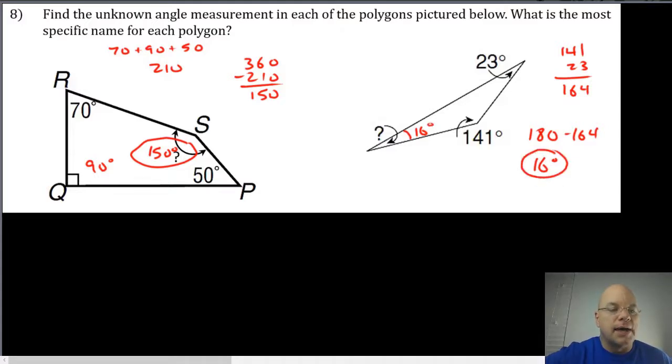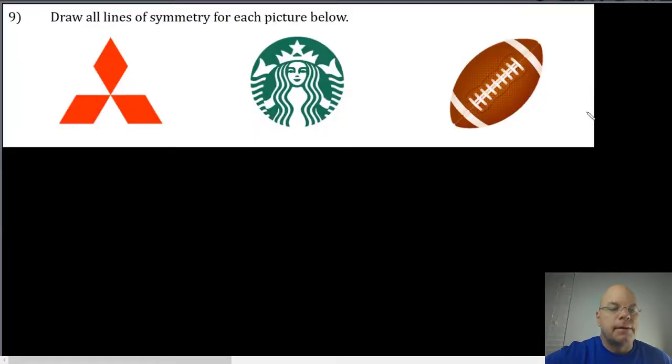Okay, problem number 9. We're asked to draw all lines of symmetry for each picture below. A line of symmetry is a line where if you reflected, well, let me draw one first. Let me take the very obvious one first, the football. If I draw a line here, and I took this part of the picture and flipped it over the line like a reflection, you would get the same image on the other side of the line. So it's a reflection of this part of the image across this line.